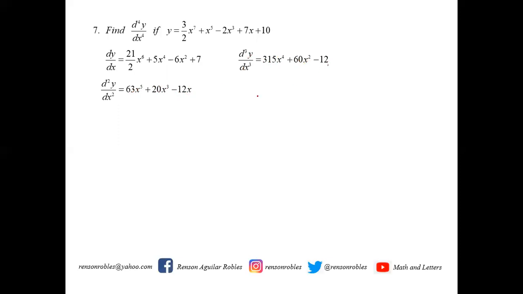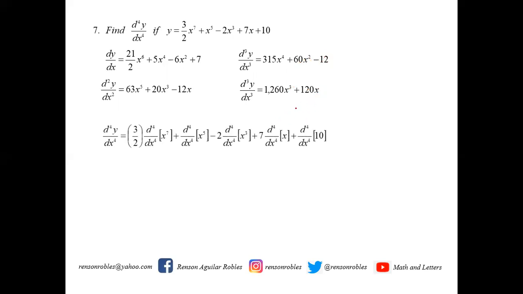Okay, and then finally, the fourth derivative will give us 4 times 315, I think it's 1,260. And then x, 4 minus 1 is 3, then 60 times 2, that's 120x. And then the derivative of negative 12 is 0. And finally, the fourth derivative of y is equal to, so we can differentiate this or we can use our special formula.